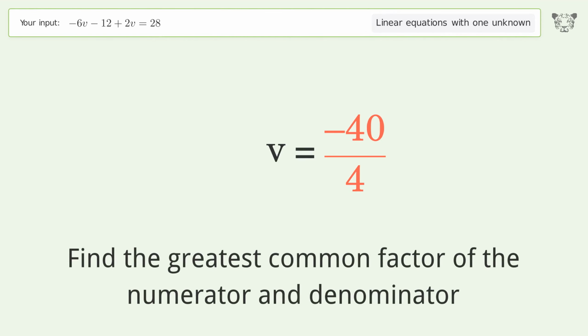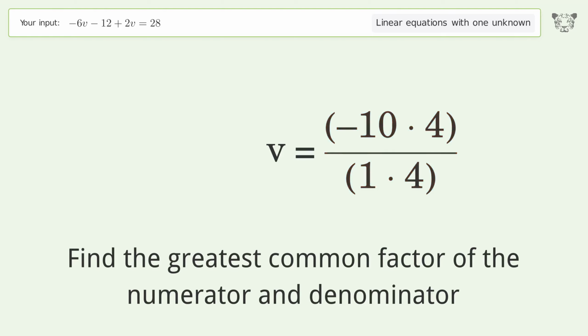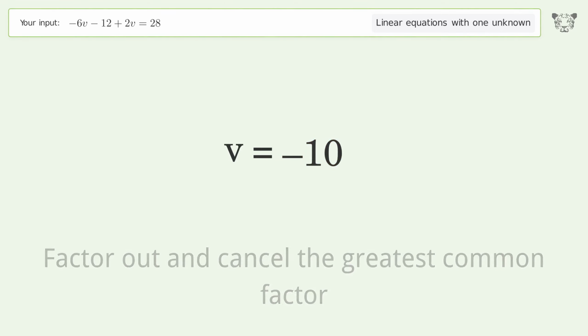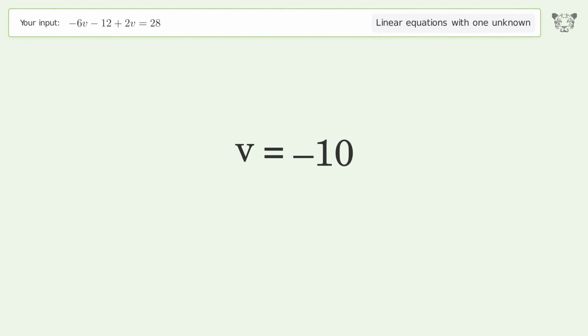Find the greatest common factor of the numerator and denominator. Factor out and cancel the greatest common factor. And so the final result is v equals -10.